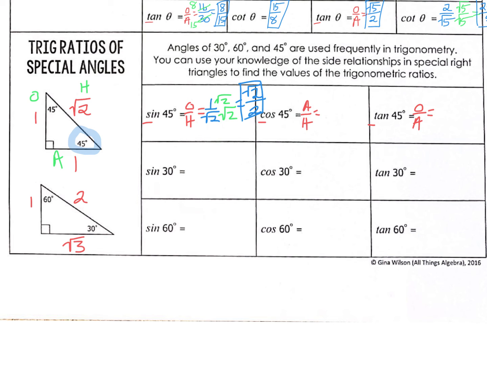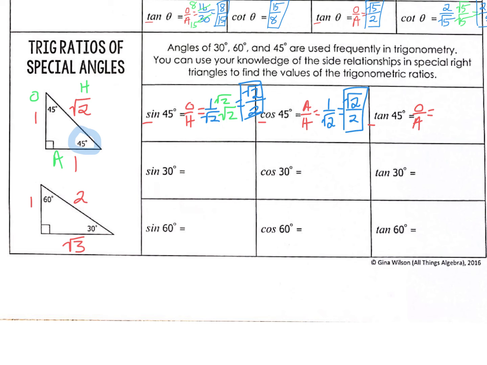Now, cosine of 45, you'll notice, is adjacent to hypotenuse. So here's my angle of reference. Adjacent is 1, hypotenuse is rad 2. So notice that I still have 1 over radical 2, which is the same thing that we just did. We don't need to rationalize it because we already know it's going to be radical 2 over 2. So why go through all that work if we don't need to show it?